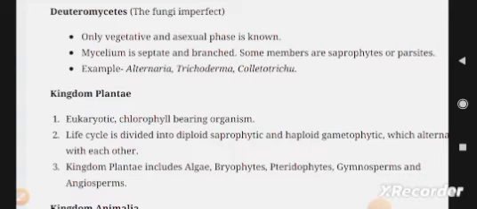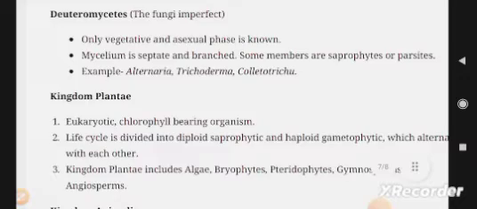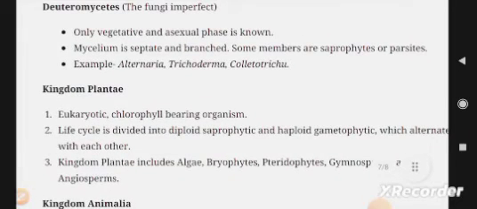Deuteromycetes, the fungi imperfecti. Only vegetative and asexual phase is known. Mycelium is septate and branched. Some members are saprophytes or parasites. Example: Alternaria, Trichoderma, Colletotrichum.